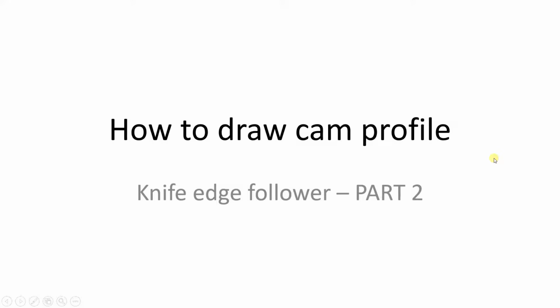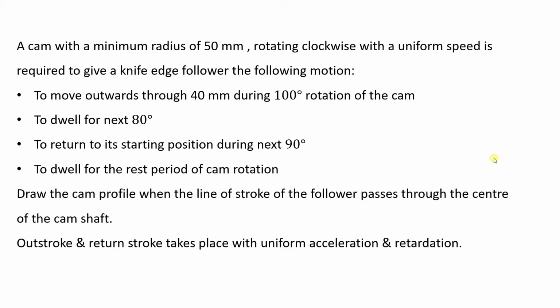In this video, we'll try to understand how to draw cam profile in case of knife edge follower. So let us start with the problem statement. A cam with a minimum radius of 50 mm rotating clockwise with a uniform speed is required to give a knife edge follower the following motion: to move outward through 40 mm during 100-degree rotation of the cam, to dwell for the next 80-degree of cam rotation, to return to its starting position during next 90-degree, and to dwell for the rest period of cam rotation.